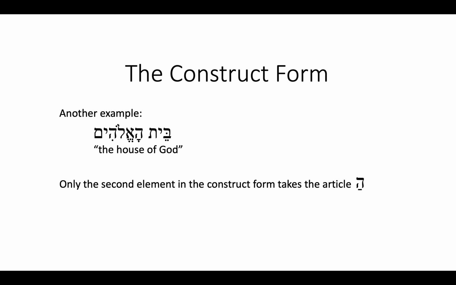Here's another quick example. Beit ha-Elohim is the house of God. So again, only the second element in the construct form takes the article ha.